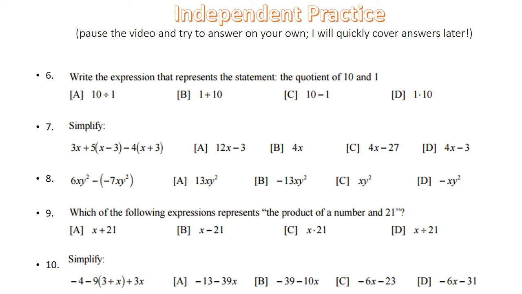Here come your next 5 questions. On number 6, you need to translate that. Number 7, you have to be very careful with distributing, combining like terms. Number 8, also combine like terms after distributing. And then number 8, translate it. And number 9, distribution again. Or number 10, distribute again. Okay, so if you need time, pause this video. I'm moving on in about 10 seconds.